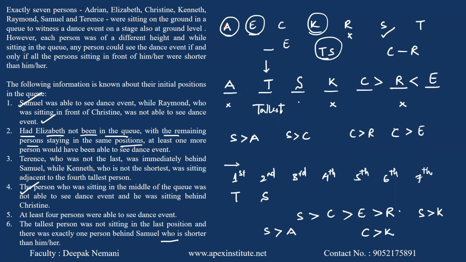Clear? Now S is the second tallest. Now we are given that T is the first tallest. K, who is not the shortest, was sitting adjacent to the fourth tallest person. So C should be the fourth tallest person. Clear? Now, fifth tallest. So who should be the shortest? R should be the shortest.